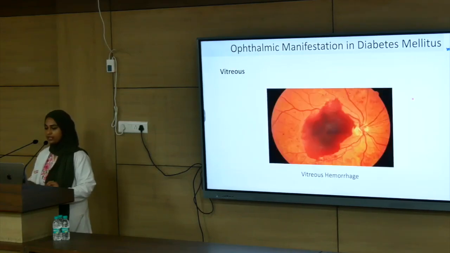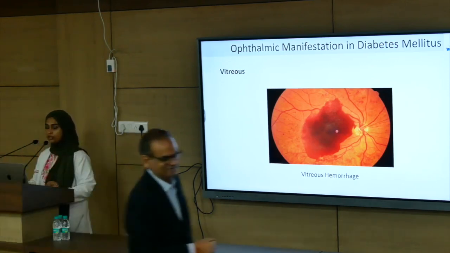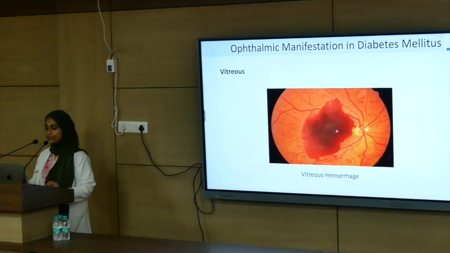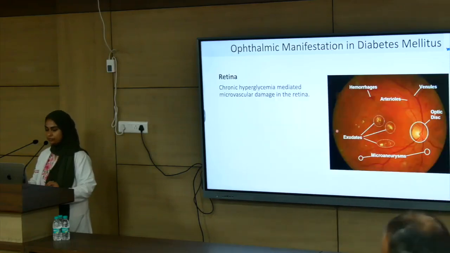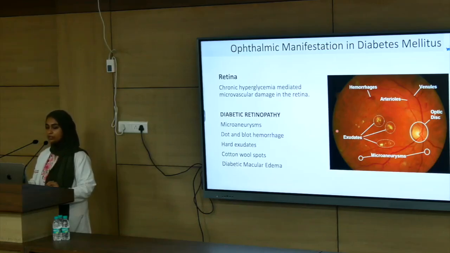Here in this image, we can see vitreous hemorrhage, which is blood in the vitreous due to leakage of vessels caused by neovascularization in diabetes. On retina, we see various changes due to chronic hyperglycemia mediated microvascular damage in the retina. And the retinopathic changes seen are as follows.